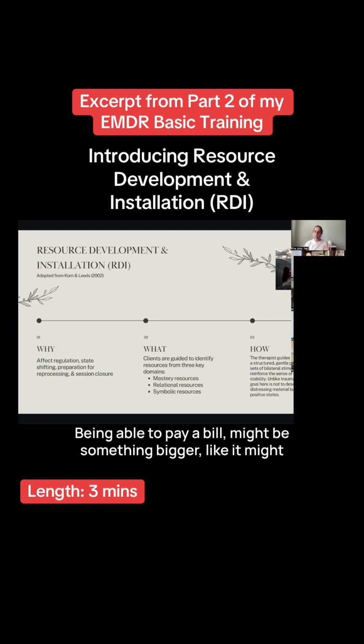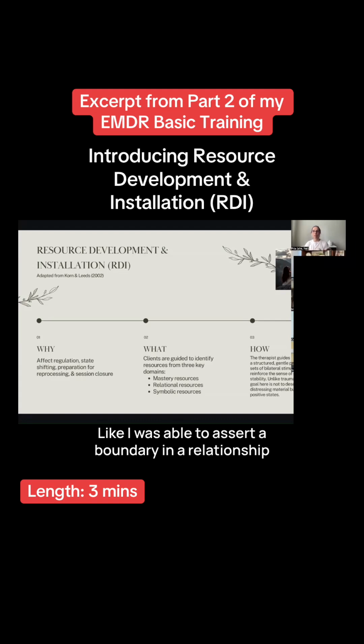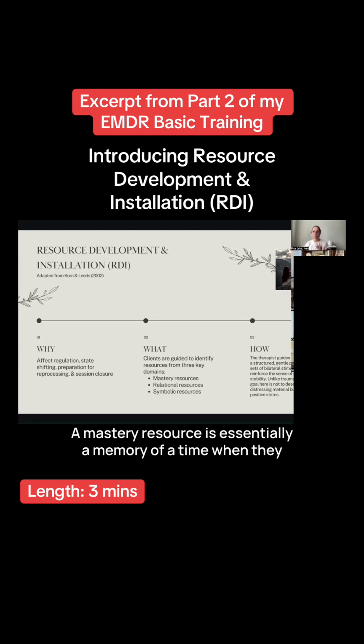It might be something bigger, like the time when they ran a marathon or when they got a promotion, or something relational, like I was able to assert a boundary in a relationship and I really struggle with that. So it's a memory. A mastery resource is essentially a memory of a time when they embodied the resource that they feel like they need now.